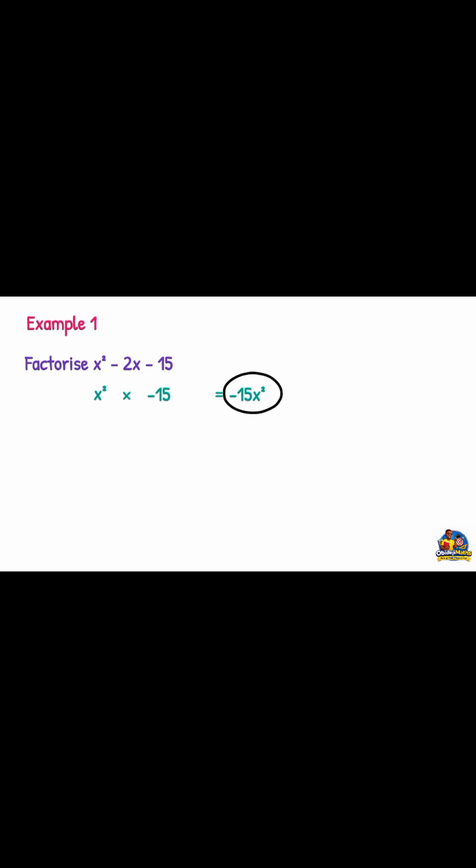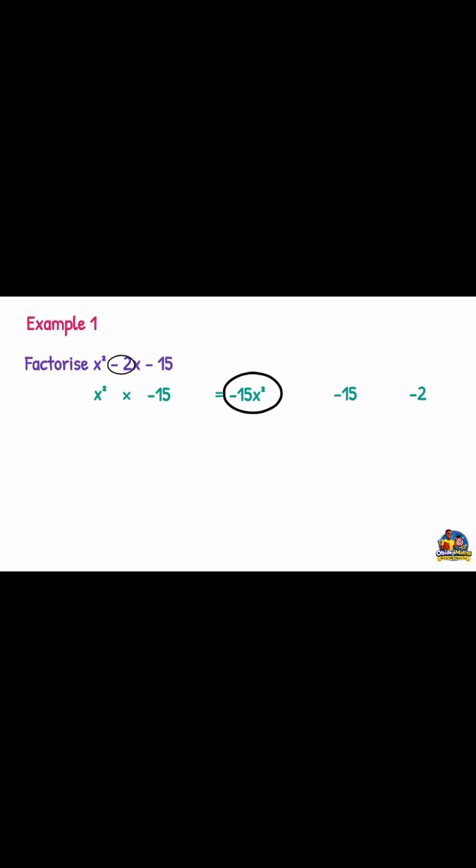Now, what's the coefficient of x squared in that place? It is minus 15. So we are going to be focusing on minus 15 and the middle term, which is minus 2x. The coefficient there is minus 2, just like the way we circled it, minus 2.